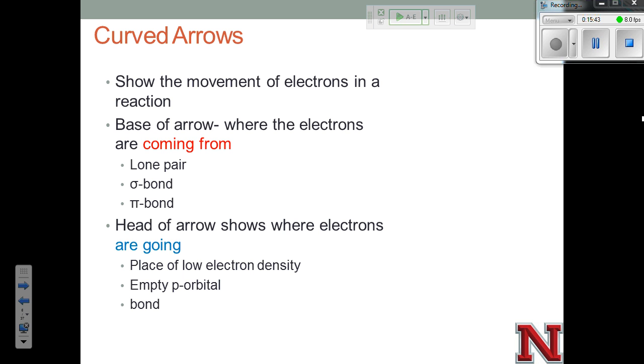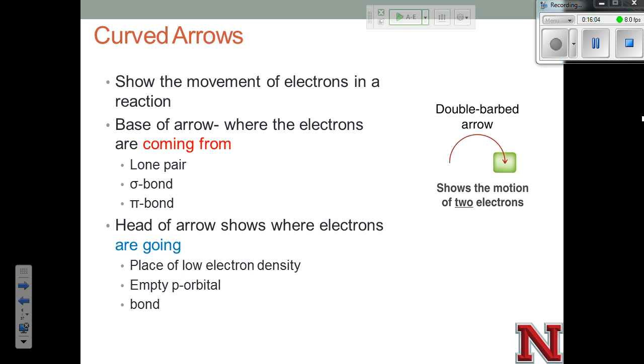And the head of our arrow shows where the electrons are going, which means it has to be a sink, a place that can accept electrons. It could be a place of low electron density, a partial positive. It could be an anti-p orbital, or you could be showing it forming a pi bond. So we could show these.